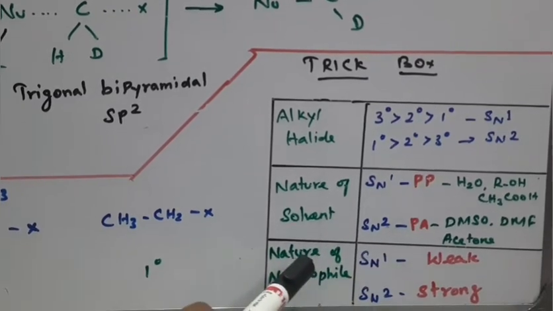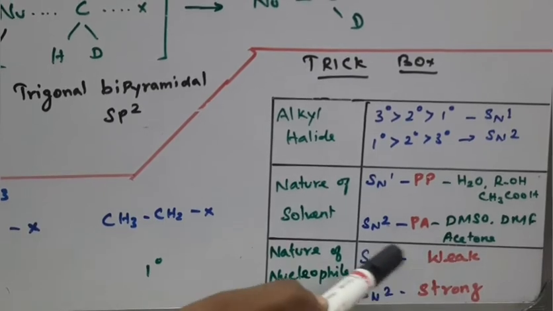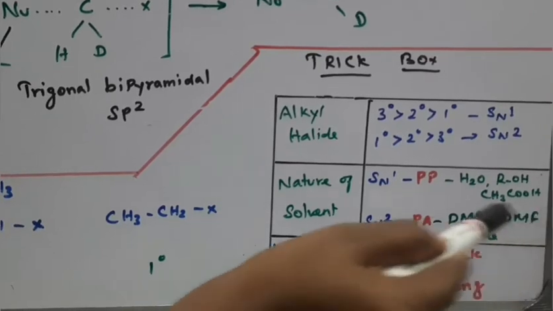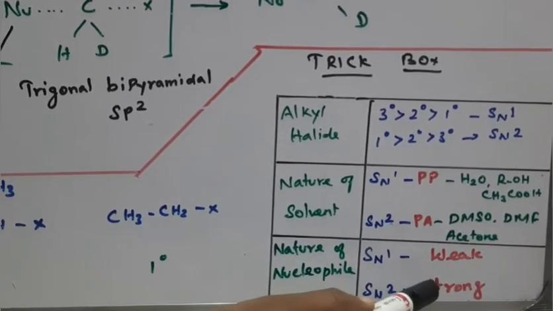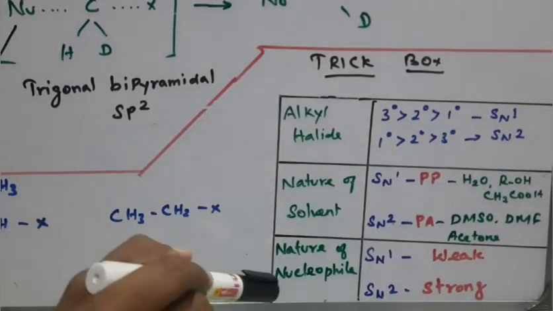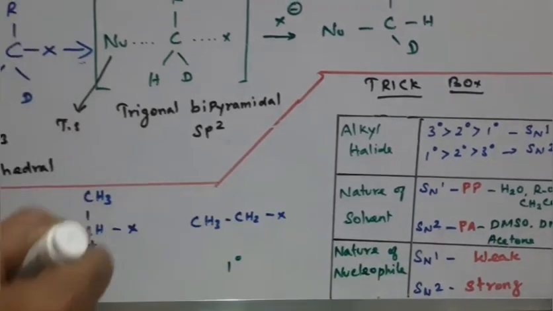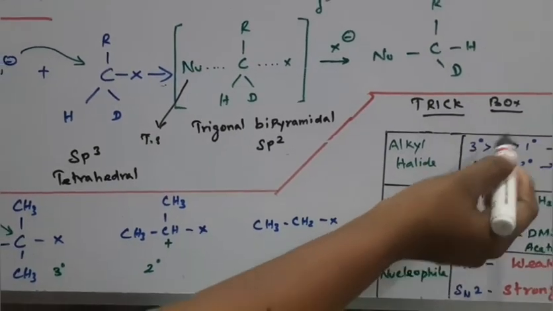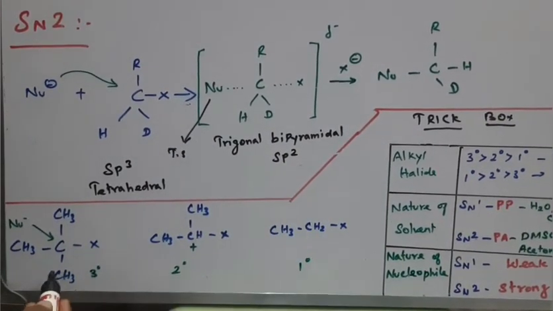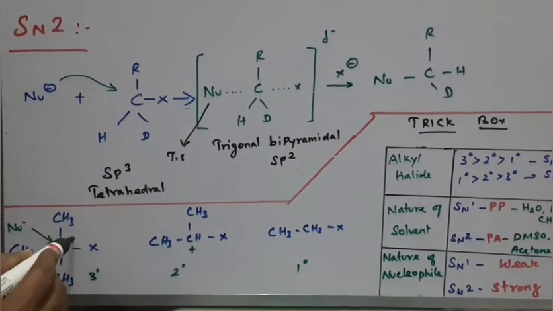Next, the nature of the nucleophile. For SN1 it is a weak nucleophile, so we get 2 types of product, the racemic mixture. For SN2, the strong nucleophile attacks fast, so inversion takes place. Why tertiary for SN1 and primary for SN2? For SN1 it is a stable carbocation, and here the leaving group is easily cleaved.